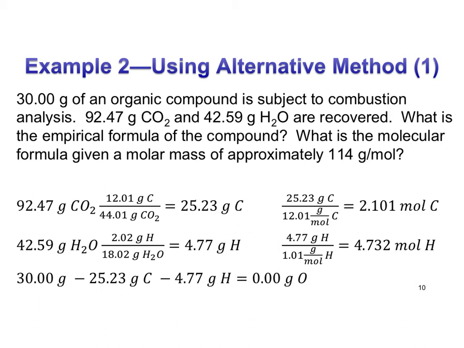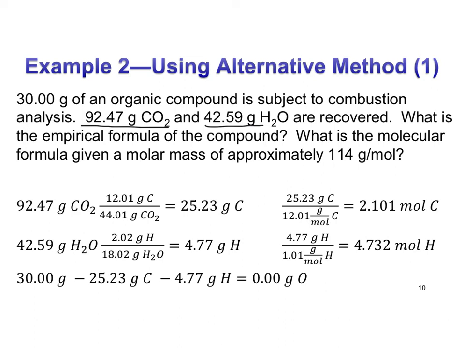Example 2, using the alternative method. This example starts by using the previous method first to show that sometimes the first method reaches a sticky spot at the molar ratio. 30.0 grams of an organic compound is subject to combustion analysis. 92.47 grams carbon dioxide and 42.59 grams water are recovered. What is the empirical formula of the compound? What is the molecular formula given the molar mass of approximately 114 grams per mole?